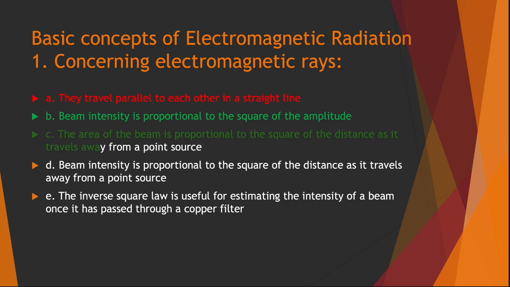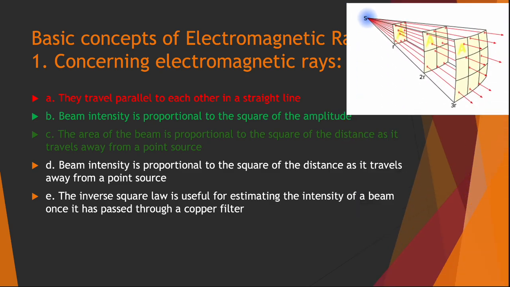Third was the area of the beam is proportional to the square of the distance as it travels away from the point source. It is true, because the inverse square law states that the intensity of the radiation emitted from a point source, as seen in this particular diagram, will reduce in intensity proportional to the square of the distance from that point. That is, the area covered by the beam increases, as we are seeing in this diagram.